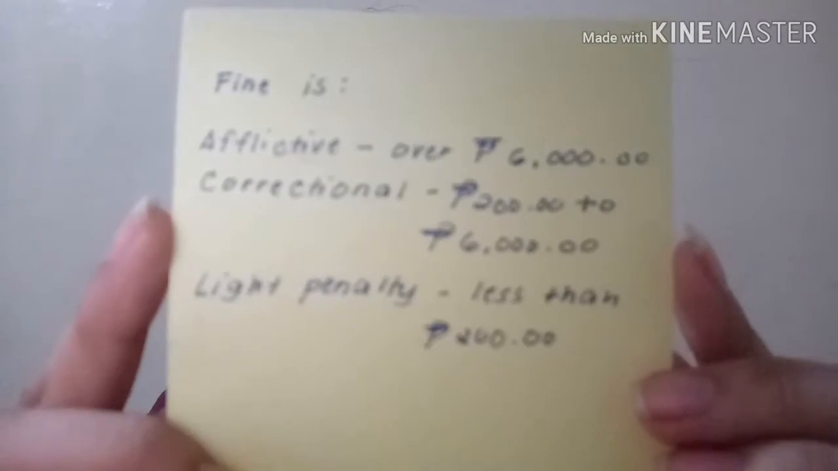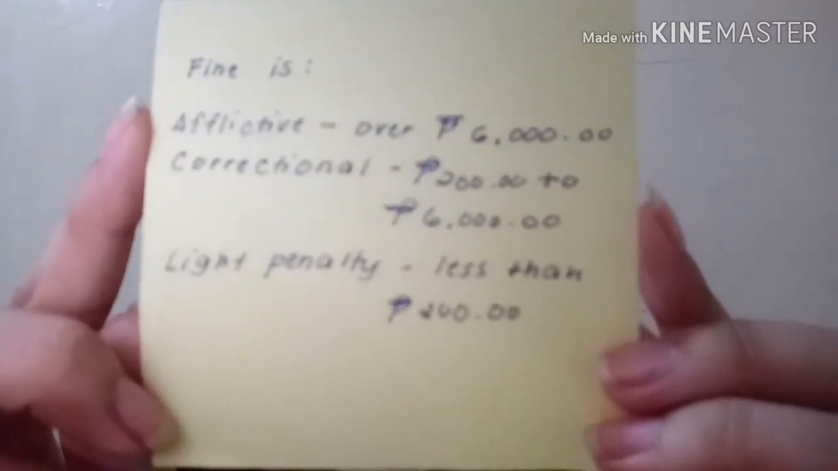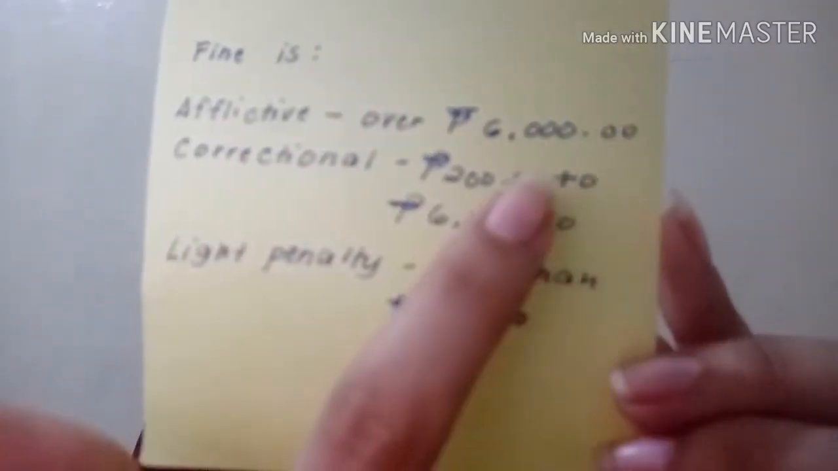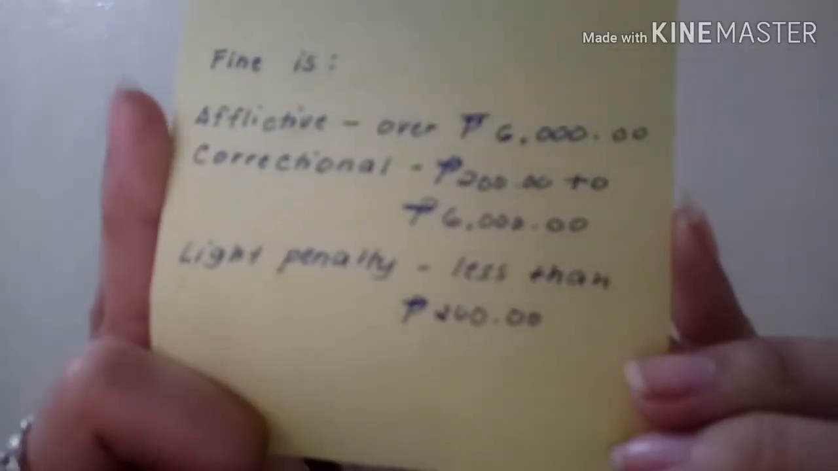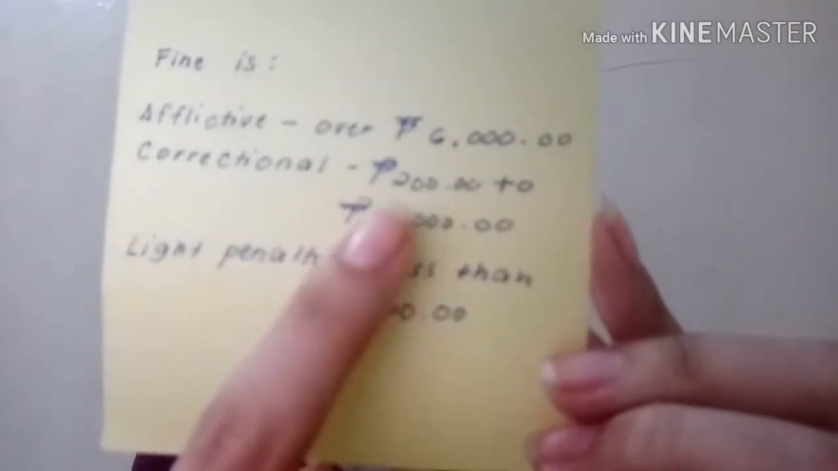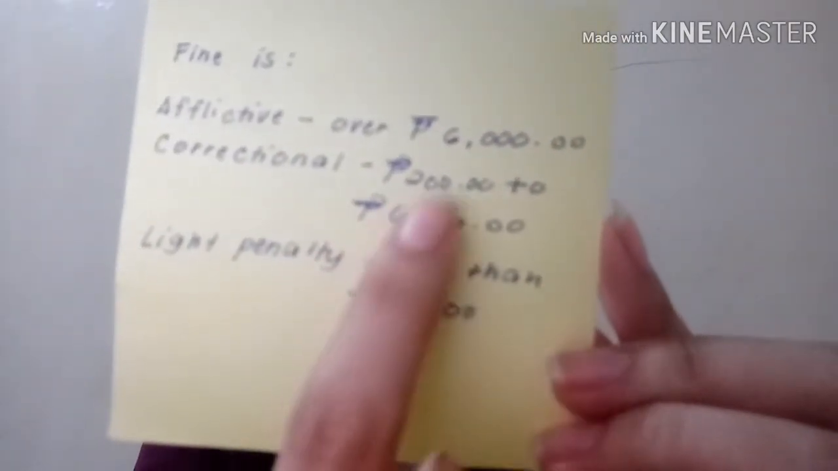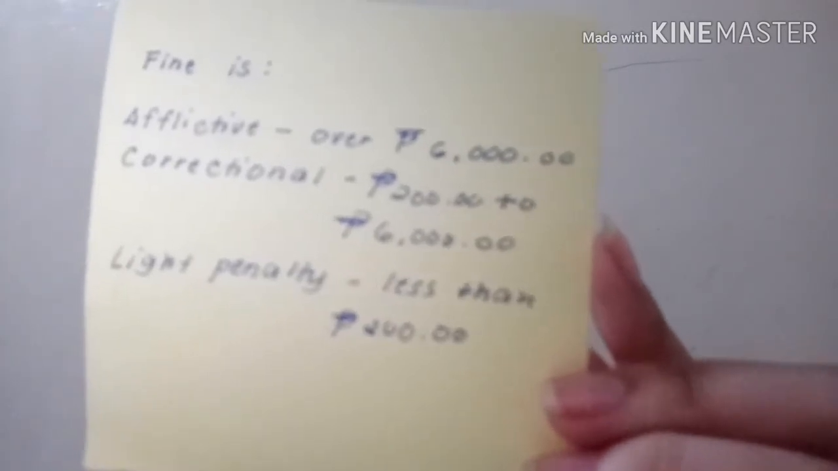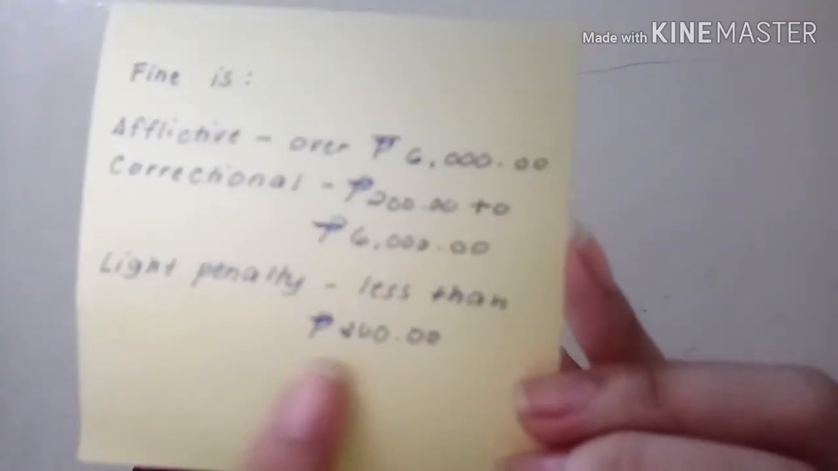So this article just talks about fine. These are the fines mentioned in this article. If the fine is over 6,000 pesos, it is afflictive. While if the fine is from 200 pesos up to 6,000 pesos, it is correctional. While if a fine is less than 200, then it is a light penalty. So that's all for Article 26. Again, it just talks about fine: afflictive, correctional, and light penalty. It just distinguishes which fine belongs to afflictive, correctional, or light penalty.